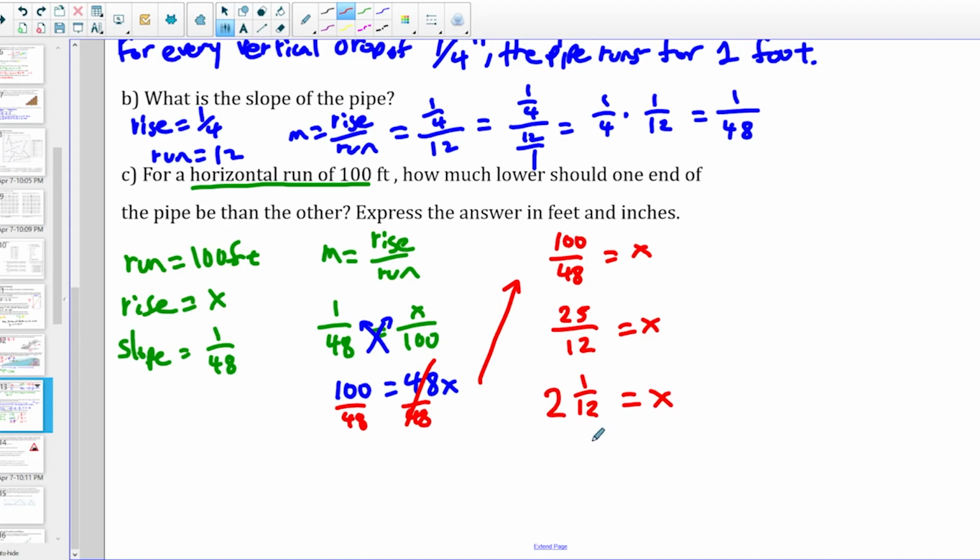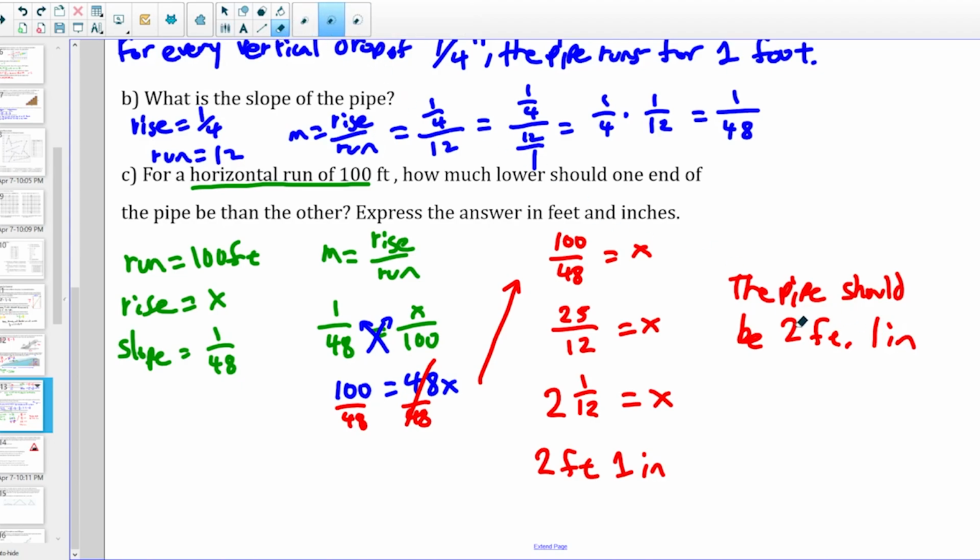Now, let's interpret what that means for us. We have 2 feet and 1/12 of a foot. Well, 1/12 of a foot happens to be 1 inch. So that means that your pipe should be 2 feet 1 inch lower than the other end of the pipe. So the pipe should be 2 feet 1 inch lower.